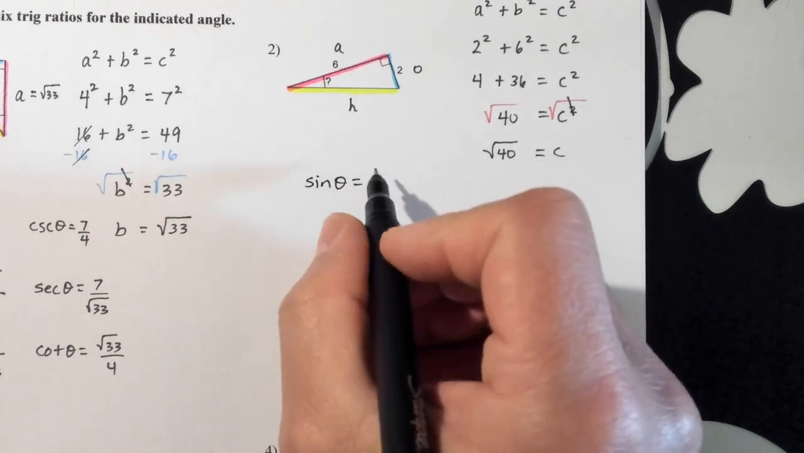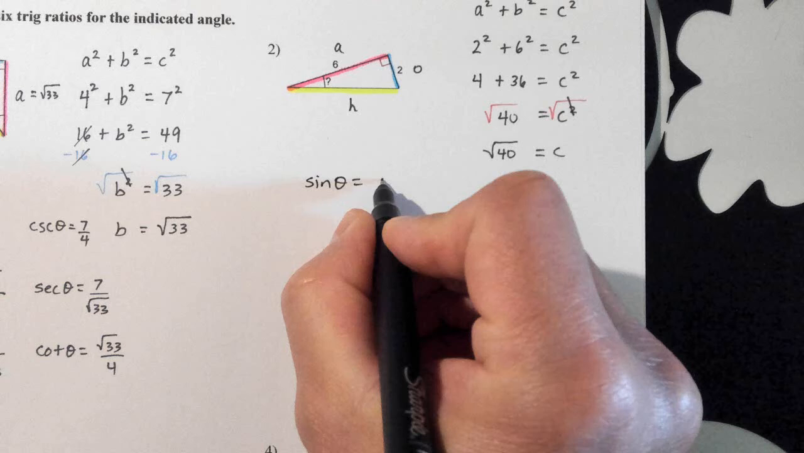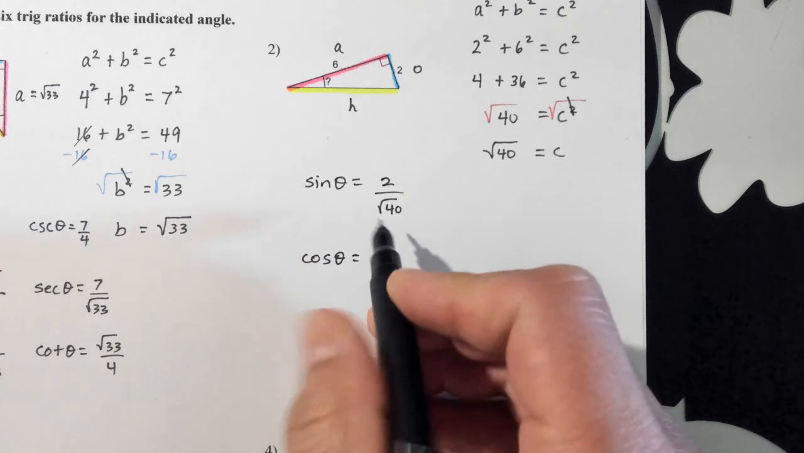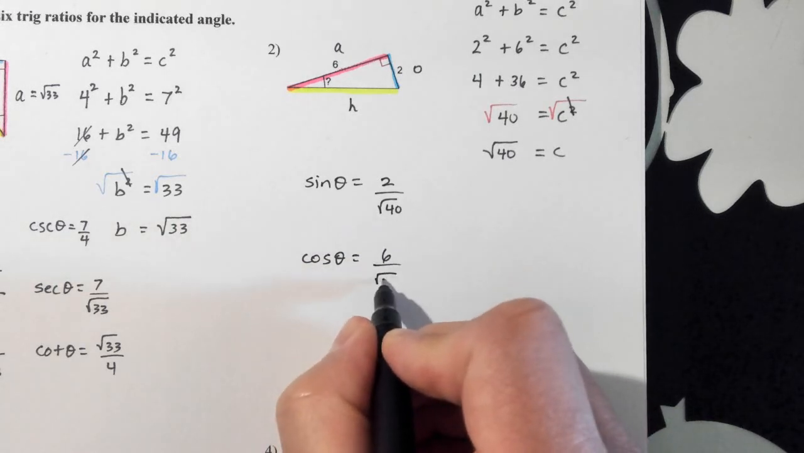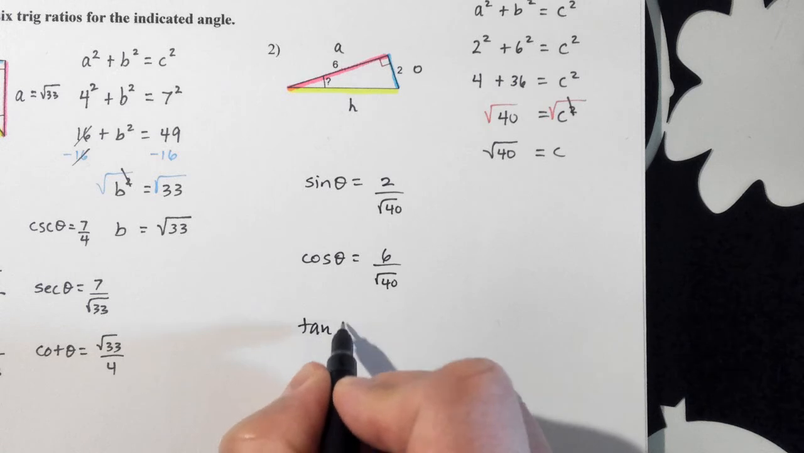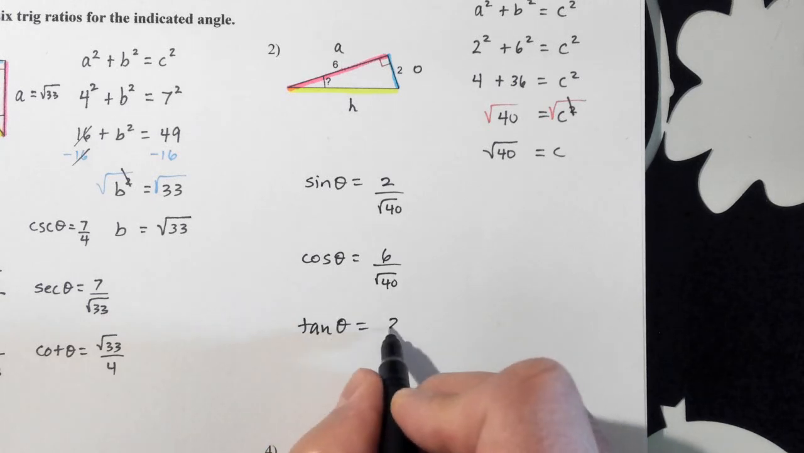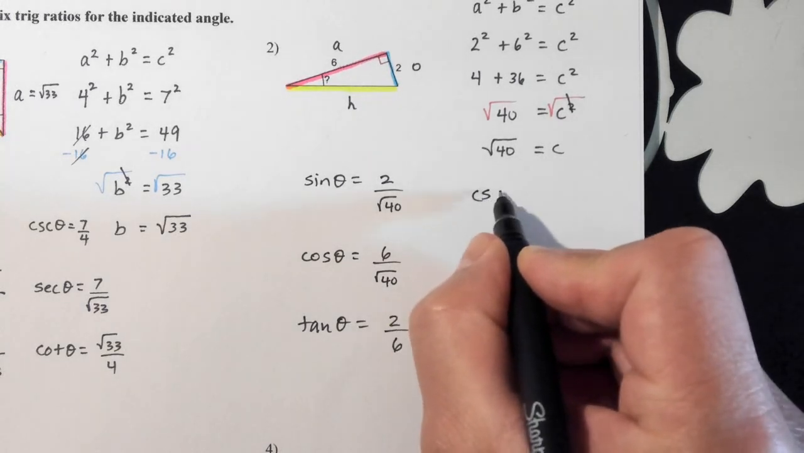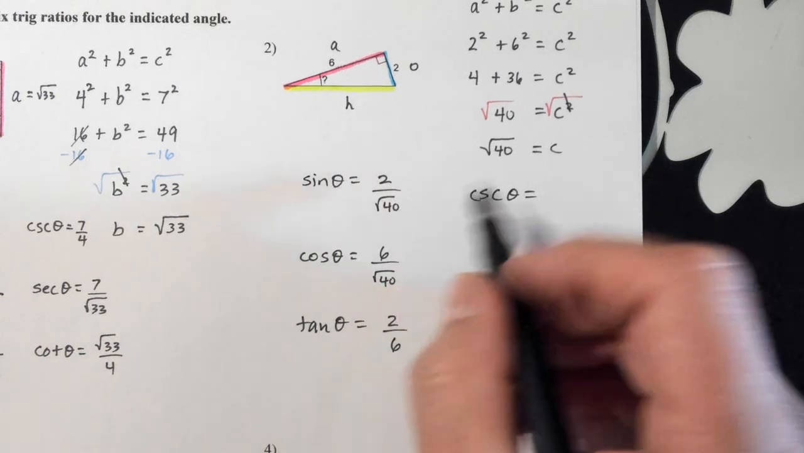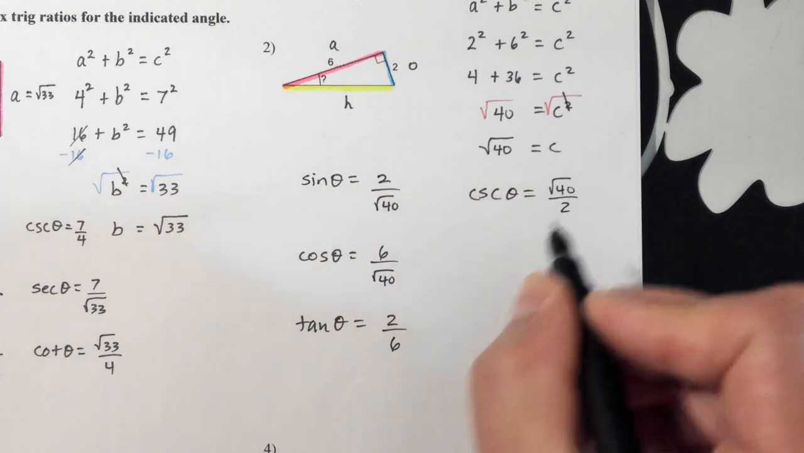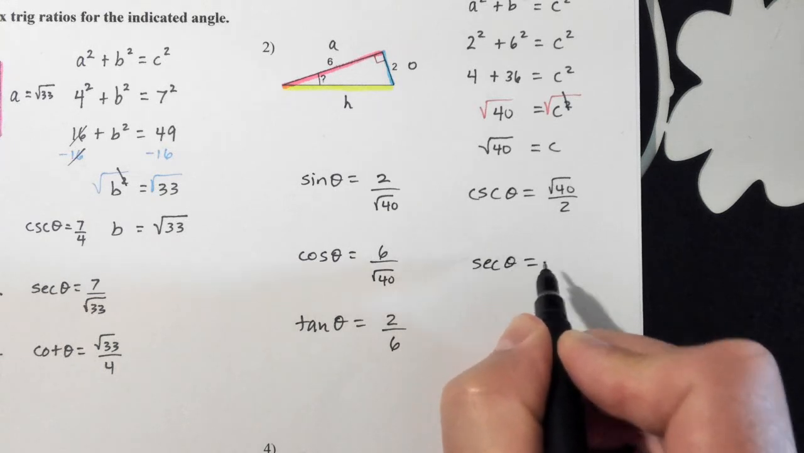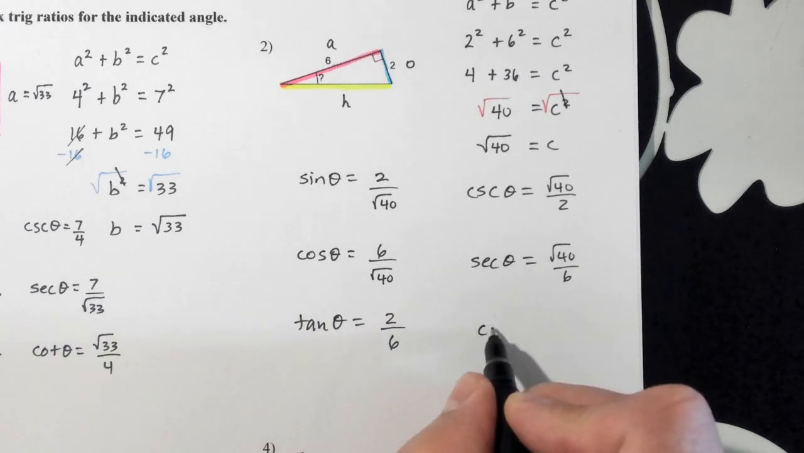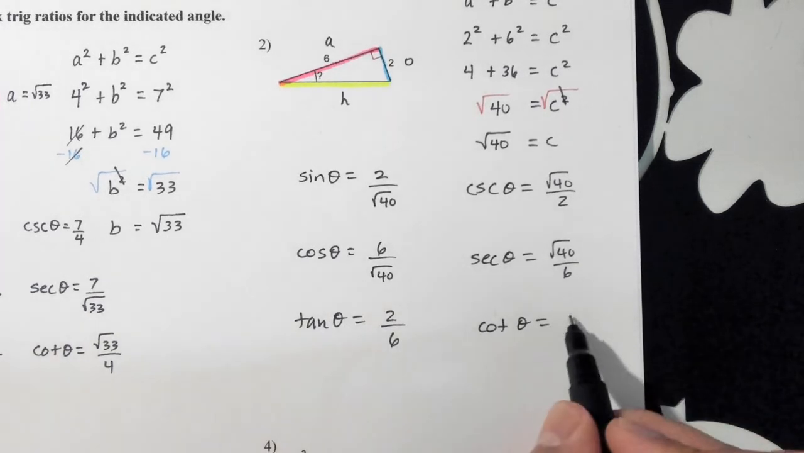I'm going to go real fast. Opposite over hypotenuse. 2 over radical 40. Cosine. Adjacent over hypotenuse. And tangent. Opposite over adjacent. That one's easy to reduce. Cosecant. Flip it upside down. Secant. Flip it upside down. Flip cosine upside down. And cotangent. 6 over 2.